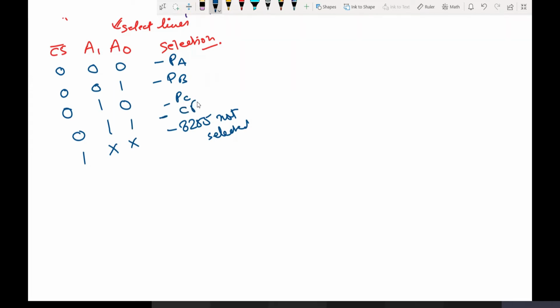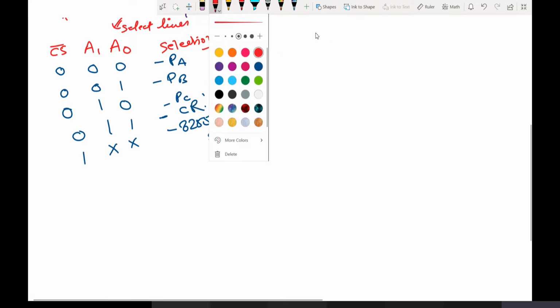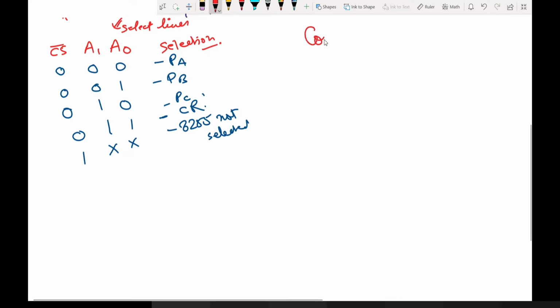011, at 011 the selection is CR. Now what is CR? CR is again a very important part of all the interfacing ICs. CR stands for control or command register. It can also be called control register, or it can also be called command register. Okay, this is the definition or explanation of CR.